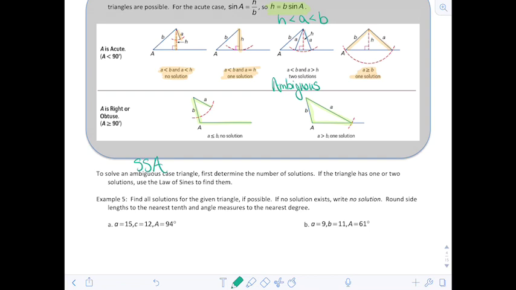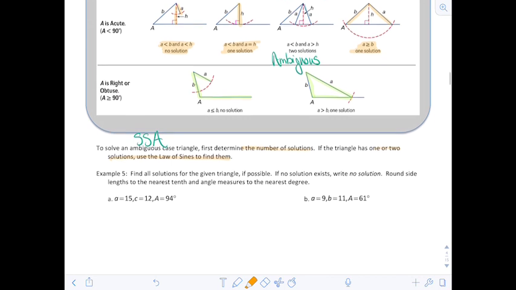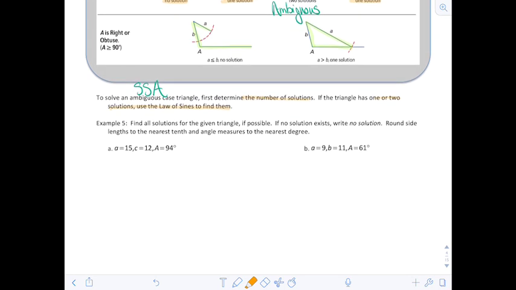To solve the ambiguous case triangle, first you want to determine the number of solutions that you have. If the triangle has one or two solutions, we're going to use the law of sines. So example 5, letter A. I have side A is 15, side C is 12, and angle A is 94. I'm going to sketch this. Now this is an obtuse angle, so there's two things that can happen. I'm going to draw this completed, whether it can be or not. So angle A is 94, side A is 15, and side C is 12.